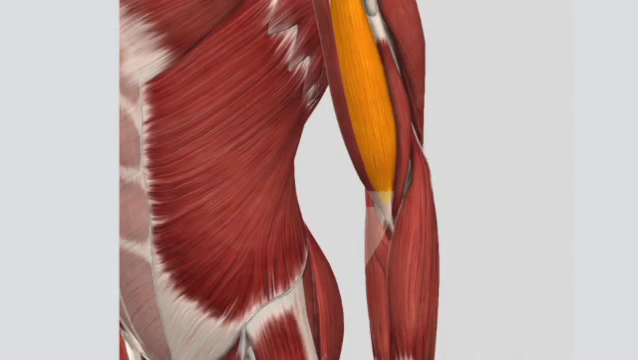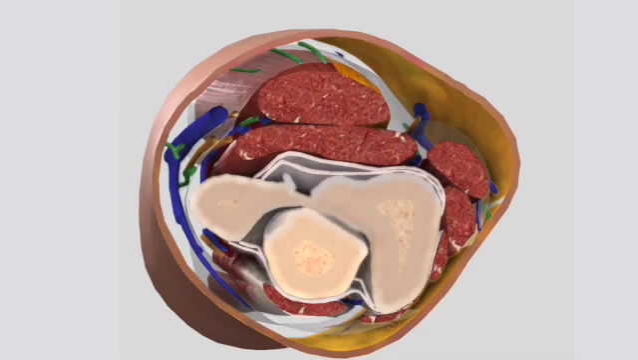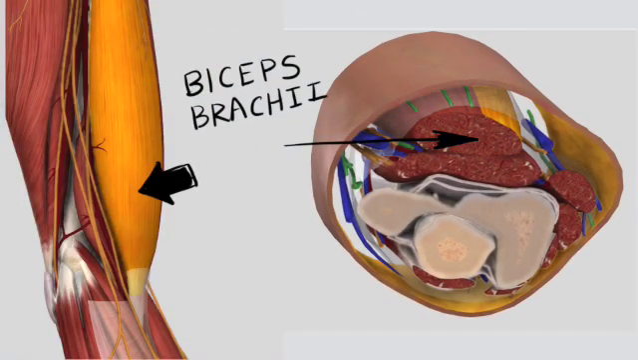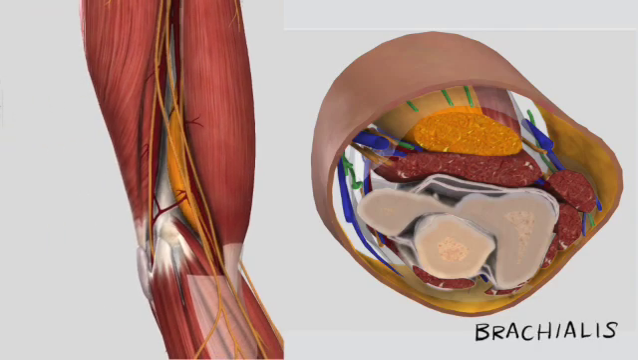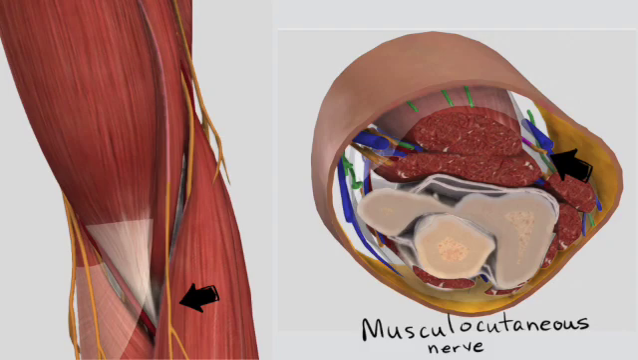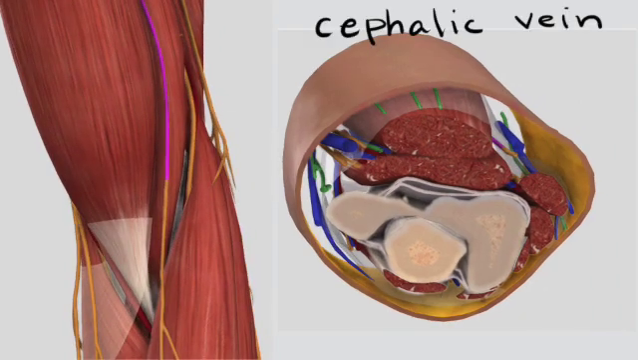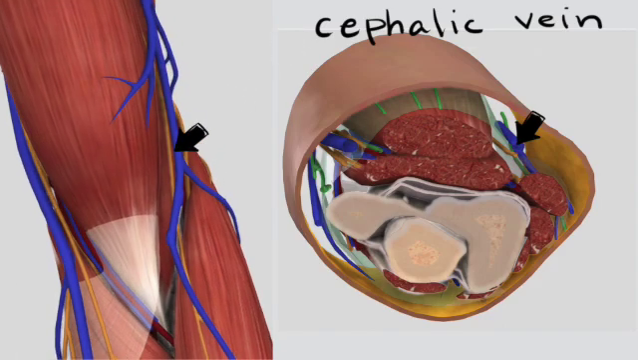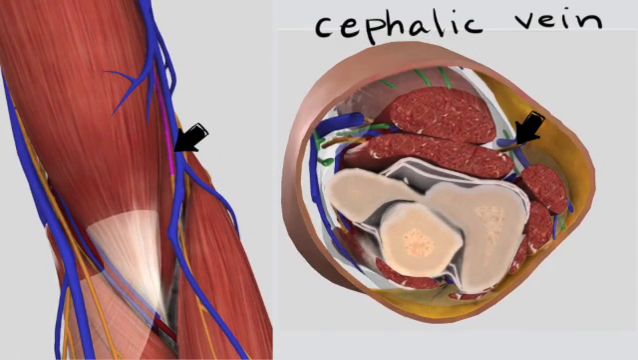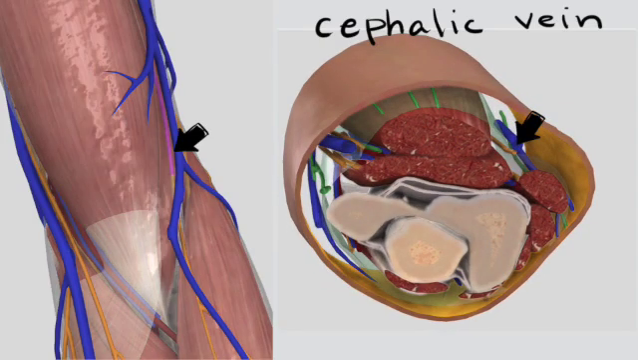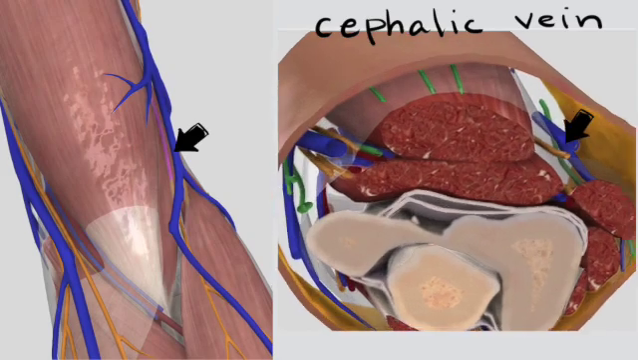Anatomic relations. The biceps brachii muscle is found in the anterior compartment of the arm. It is anterior or superficial to the brachialis muscle, and medial to the musculocutaneous nerve as it becomes the lateral antebrachiocutaneous nerve. The musculocutaneous nerve is just medial to the cephalic vein. They are separated by the brachial fascia, with the cephalic vein lying superficial to the brachial fascia and the musculocutaneous nerve lying deep to the brachial fascia.